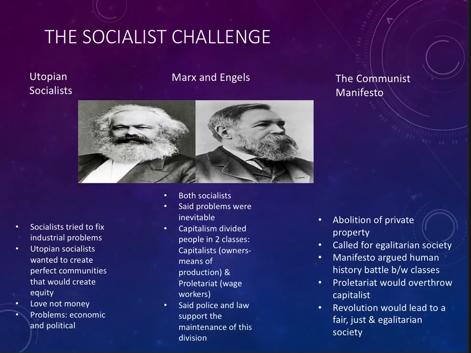And so what Marx and Engels did is they wrote something called the Communist Manifesto. What it said in this manifesto was that there should be an abolition of private property. Like, nobody should own private property, is what they're saying. And we should all be equal, is the other argument they made. And the only way this was going to happen, where we see this equality, is if the proletariat, which were these wage workers, the factory workers, revolt against the capitalists. And they said that if this happens, then the revolution would lead to a fair, just, and egalitarian society.